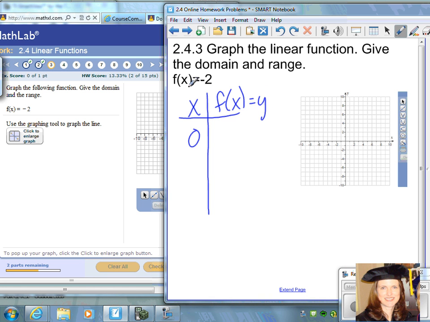Plug in 0. When you plug in 0, there's no place to put the 0. So the output here is negative 2. If you plug in 1, again, there's no place to put the 1, so no matter what the x value is, the y value is going to be negative 2. So when we plot that by hand, it's going to look like (0, -2), (1, -2), and you're going to draw a nice little horizontal line through those.